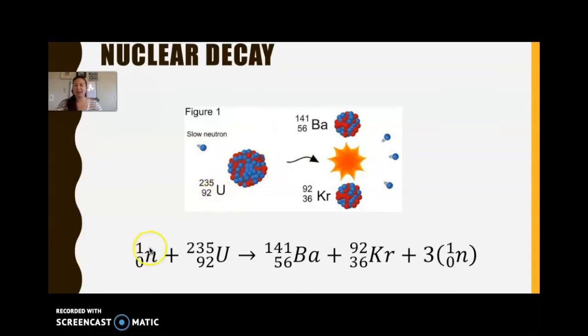Notice that in this super important uranium decay, a neutron plus uranium turns into a barium, krypton, and 3 neutrons. This is actually the fission chain reaction in a nuclear reactor. So notice that 1 plus 235 is 236, and 141 plus 92 plus 3 would also equal 236. So the mass number is conserved. On the bottom, 0 plus 92 is equal to 56 plus 36. So proton number is conserved and charge is conserved.